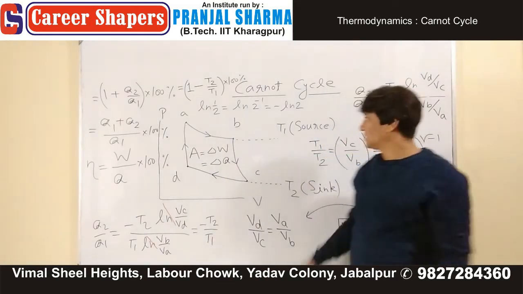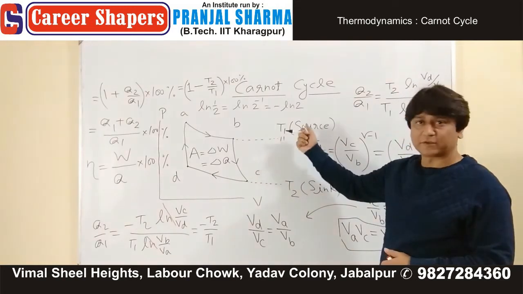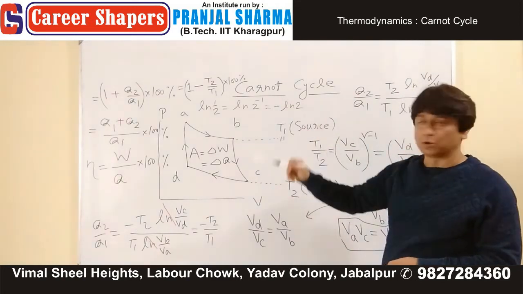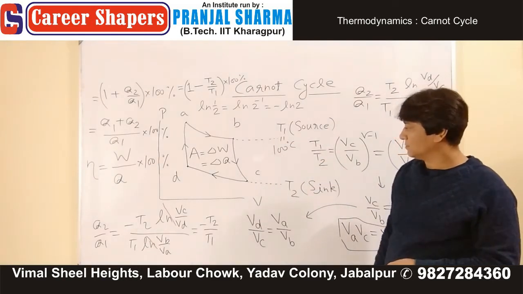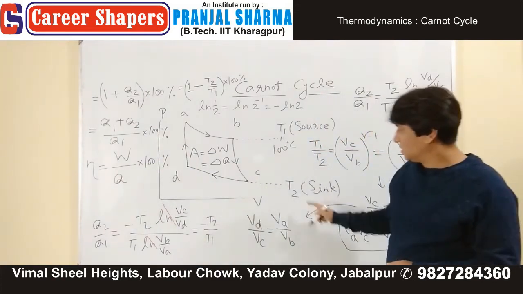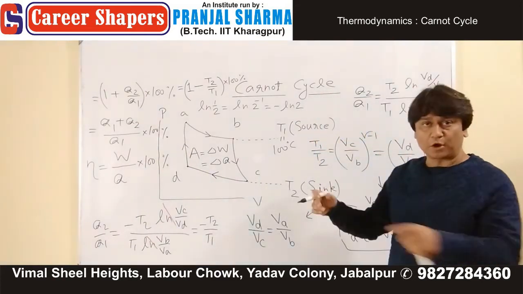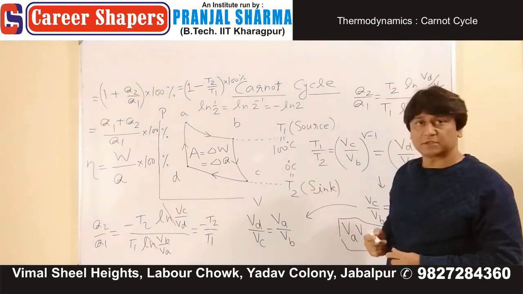Suppose you have a source, and the temperature of that source is 100 degrees Celsius. Let's say steam at 100. Sink: a block of ice at 0 degrees Celsius.